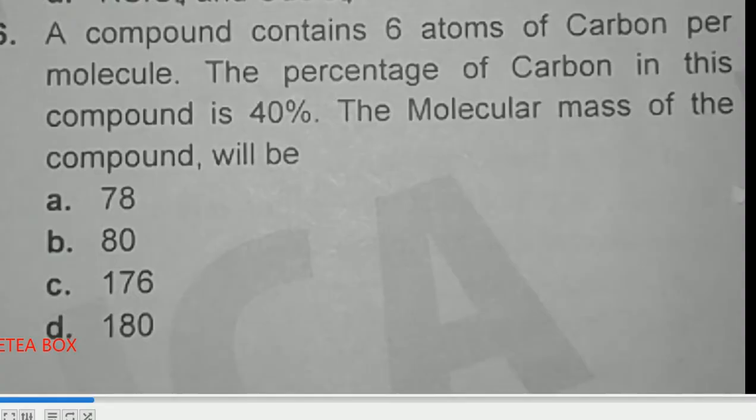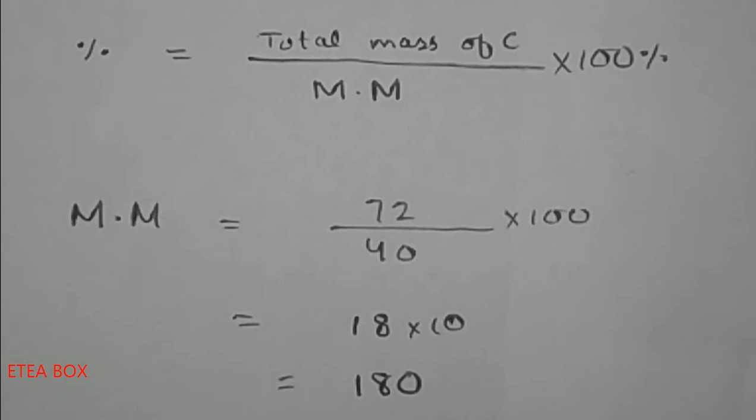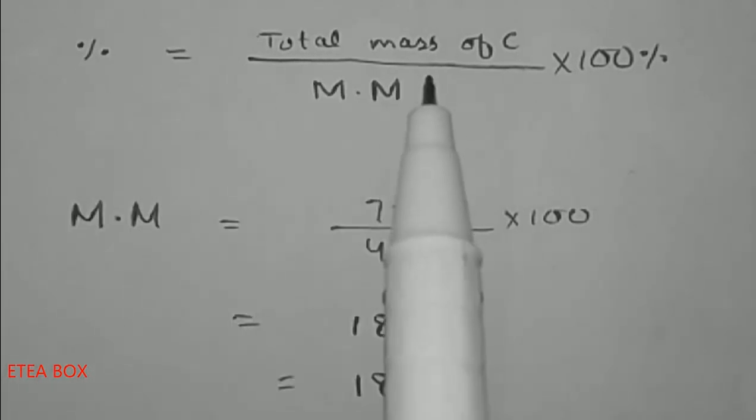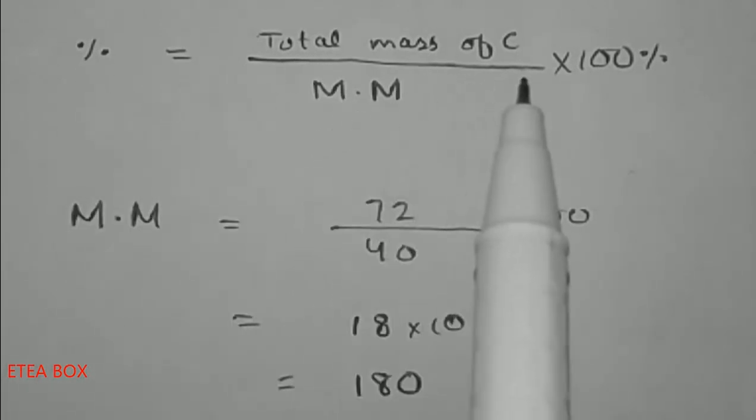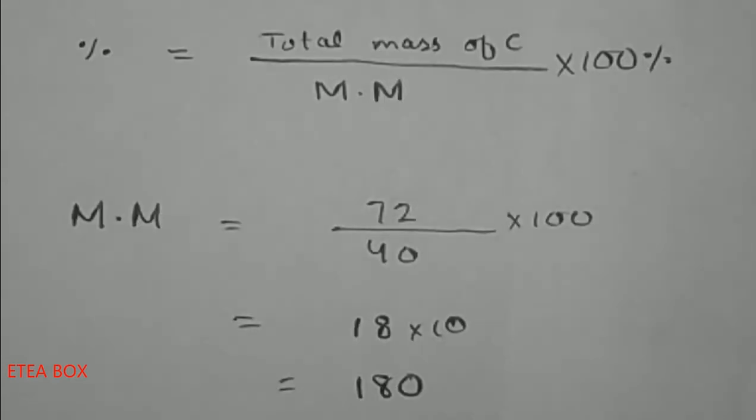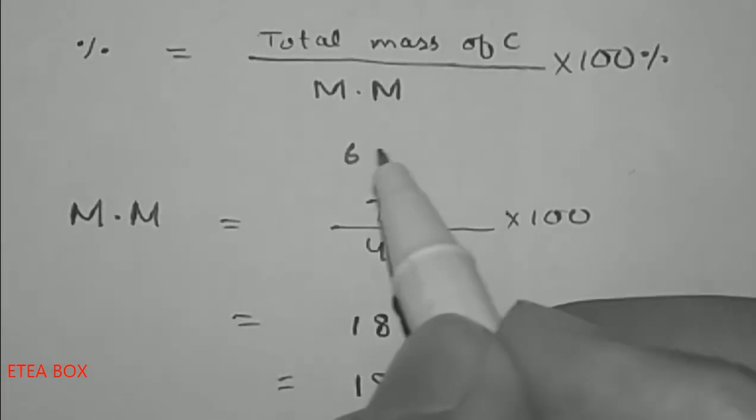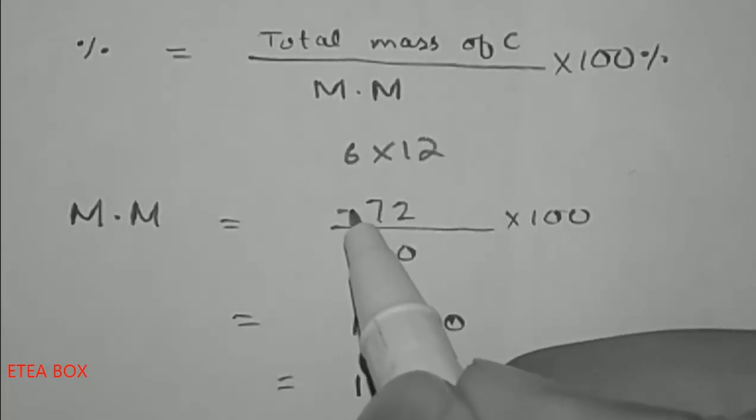A compound contains 6 atoms of carbon per molecule. The percentage of carbon in this compound is 40%. The molecular mass of the compound will be. Now this is the formula: percentage composition is equal to total mass of carbon divided by molecular mass multiplied by 100%. So the compound contains 6 atoms of carbon per molecule, so we will write 6 multiplied by 12, which is equal to 72.